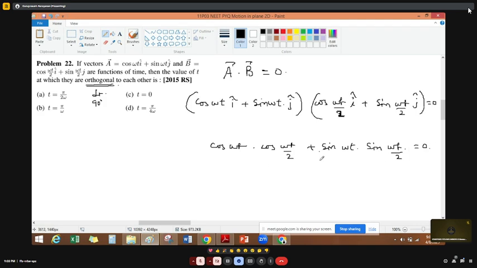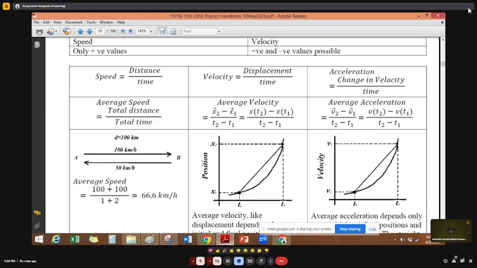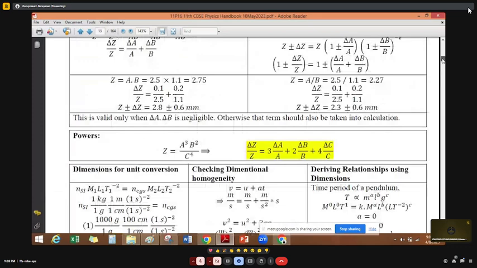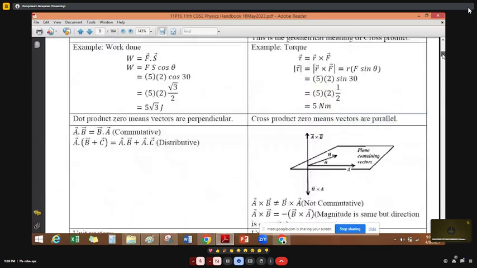Which formula comes to your mind? It looks like cos A cos B plus sin A sin B, right? It means I can write it as cos. Is this A plus B or A minus B? A minus B. Cos A minus B, yeah.